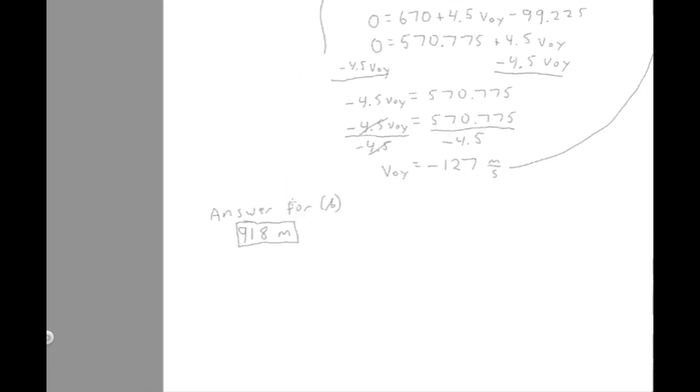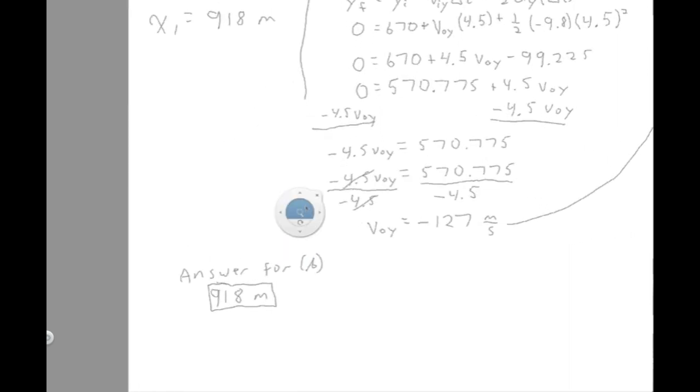(918 meters). Make sure you included units. Does this answer make sense? It came out positive. Does that make sense? Yes. A negative position coordinate would not make sense, but positive does make sense. And let's ask whether the size of this answer makes sense.